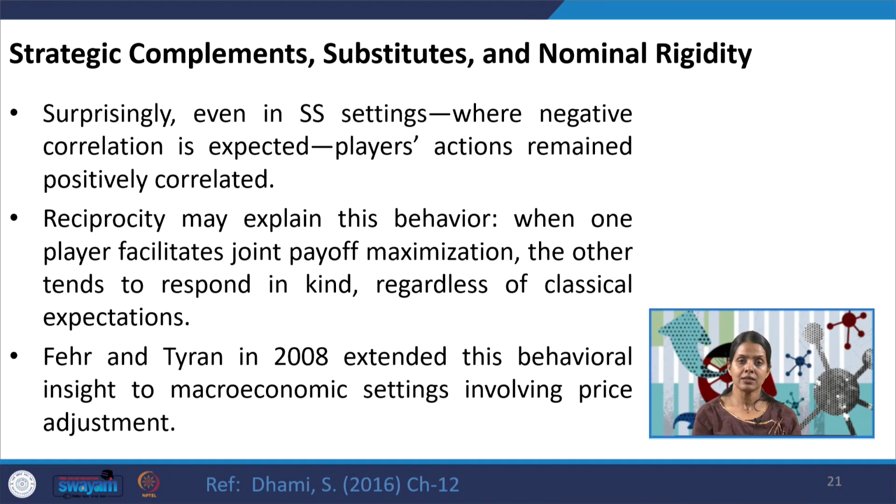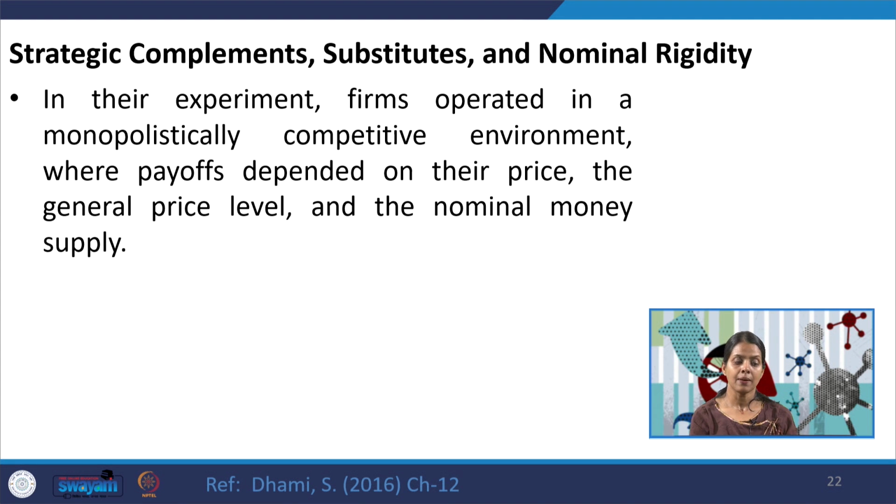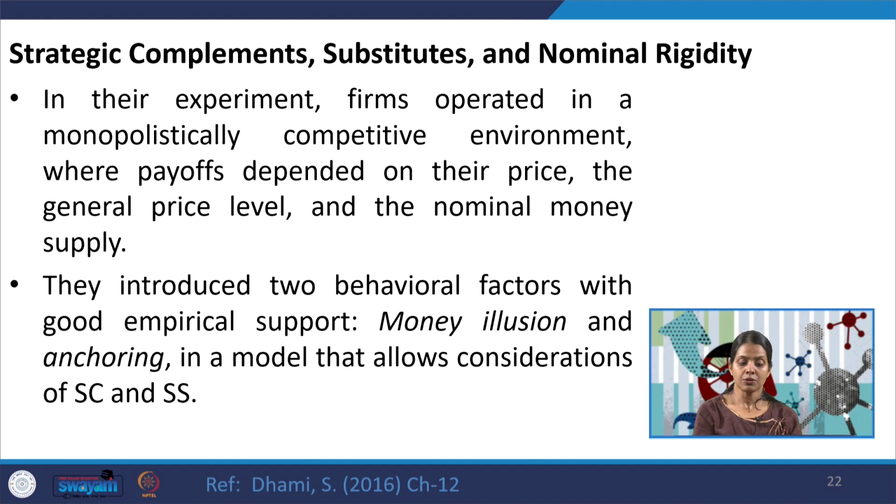Fehr and Tyran in 2008 extended this behavioral insight to macroeconomic settings involving price adjustment. In their experiment, firms operated in a monopolistically competitive environment where payoffs depended on their price, the general price level and the nominal money supply. They introduced two behavioral factors with good empirical support, money illusion and anchoring, in a model that allows considerations of strategic complements and strategic substitutes.